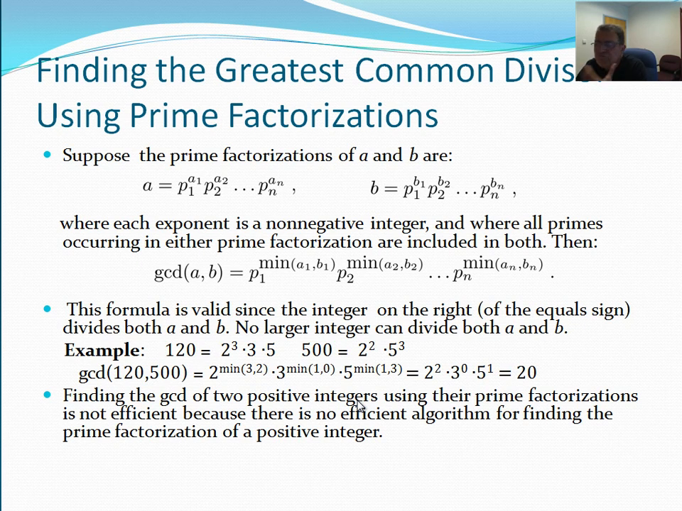any two numbers. And suppose the prime factorization of a and b are: a is equal to p1 to the power of a1, p2 to the power of a2, all the way to p sub n to the power of a sub n, and b is equal to p1 to the power of b1, p2 to the power of b2, and all the way, where each exponent is a non-negative integer, and where all primes occurring in either prime factorization are included in both. Then we write this one down, because then it would make sense.